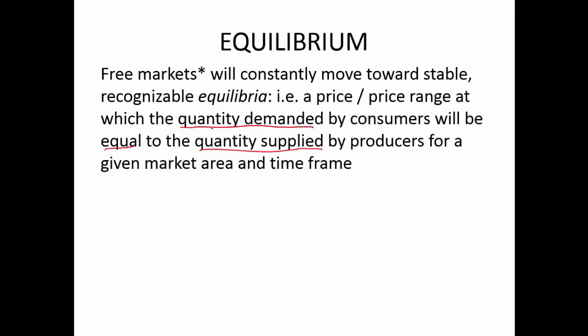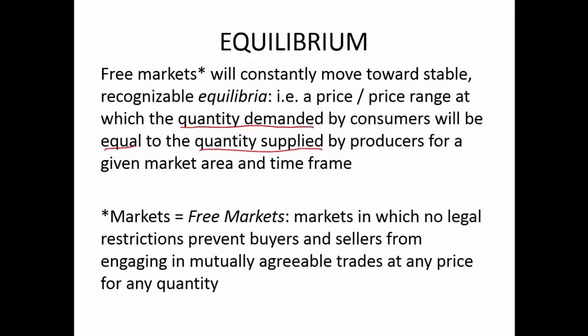Do not say price and quantity. It's quantity demanded by buyers is equal to the quantity supplied by suppliers. And that's important because we'll see here in a second that if we're out of equilibrium, bad things happen. Fortunately, all it takes to get to equilibrium is a free market.